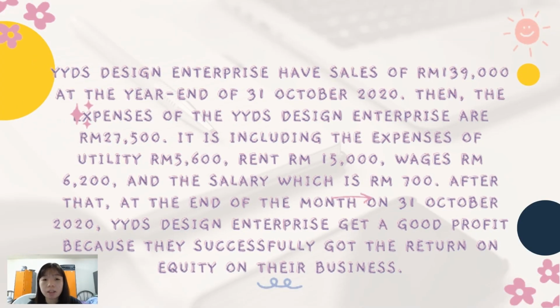For example, this statement: YYDS Design Enterprise has sales of RM 139,000 at the year end of 31 October 2020. Then the expenses of YYDS Design Enterprise are RM 27,500. It includes expenses of utility RM 5,600, rent RM 50,000, waste RM 6,200, and the salary, which is RM 7,700. After that, at the end of the month on 31 October 2020, YYDS Design Enterprise gets a good profit because they successfully got the return on equity on their business.